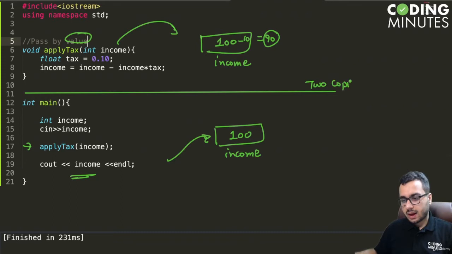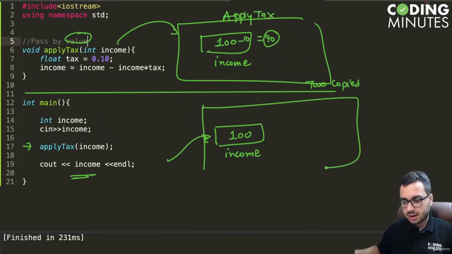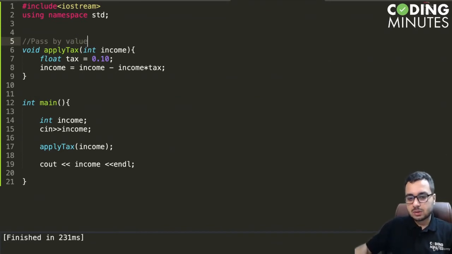So basically there are two copies. This copy is there in the call stack of apply tax, and this copy is there in the call stack of main. So in the main, the actual copy is not changing, you're changing the duplicate. So what I want, instead of creating two copies, I should only have one copy of income, and that should get changed.